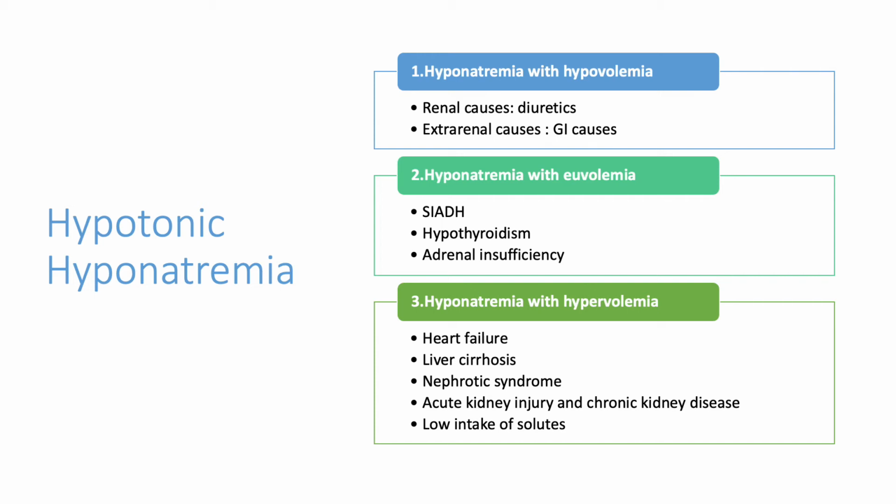Now, hyponatremia with hypervolemia, also very important. You see that in patients with heart failure, liver cirrhosis, the nephrotic syndrome, acute kidney injury, chronic kidney disease, and a very, very important category is low intake of solutes. More on that in a minute.